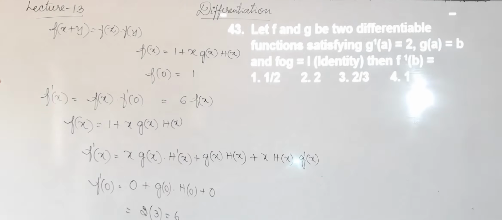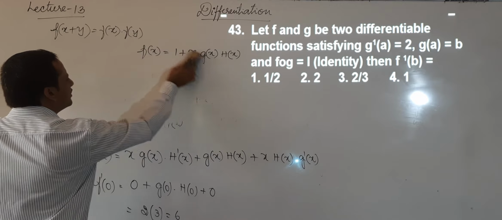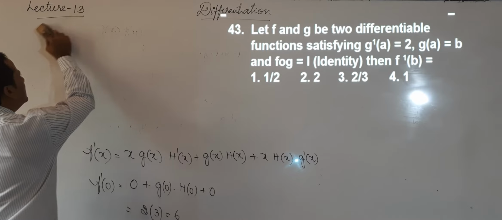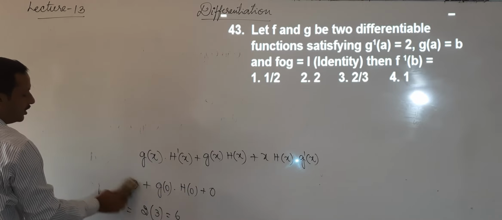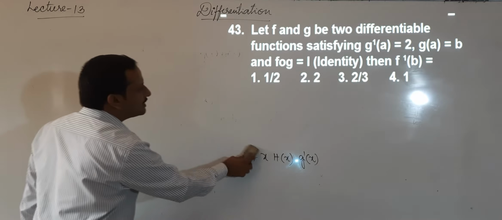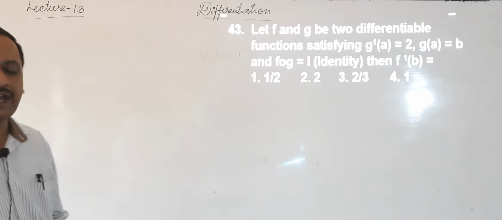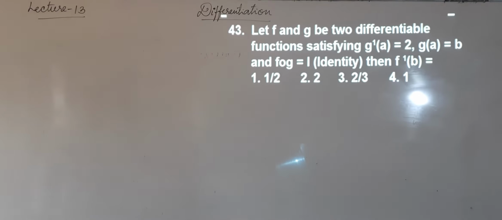Then 43rd question. Let f and g be two differentiable functions satisfying g dash of a is equal to 2, g of a is equal to b, and f composition g is identity, then f dash of b is equal to.